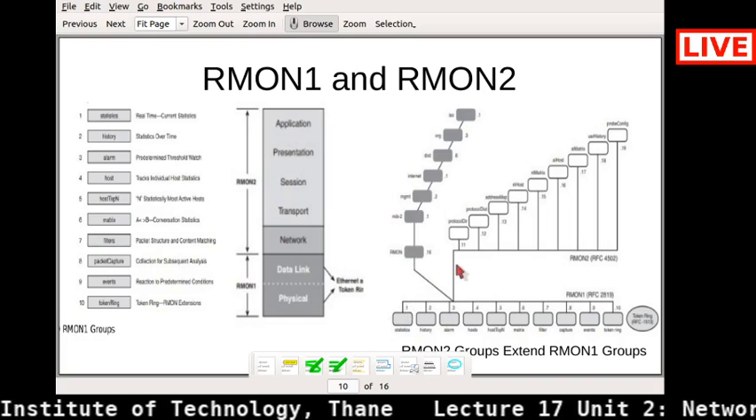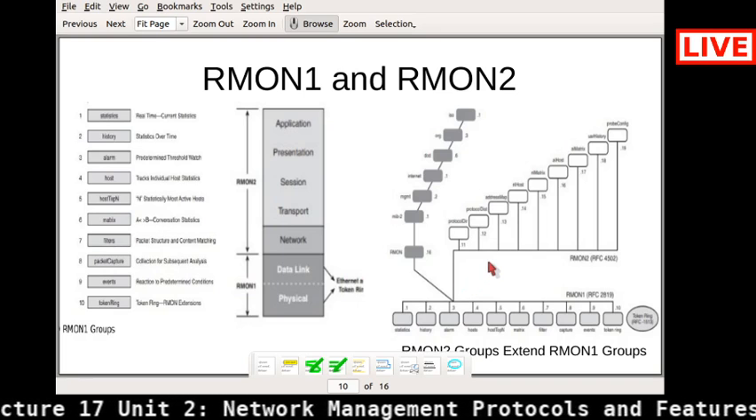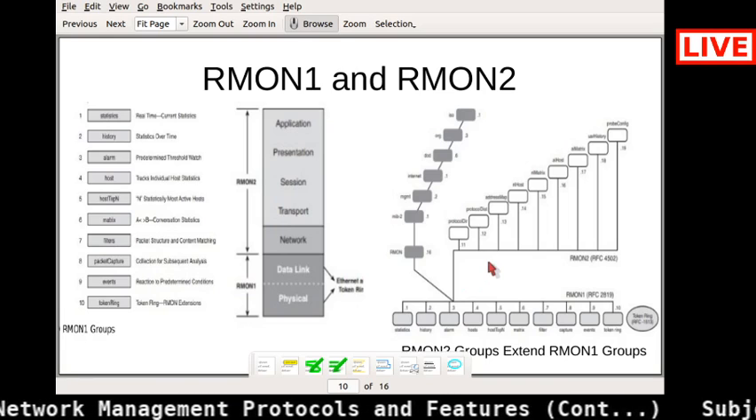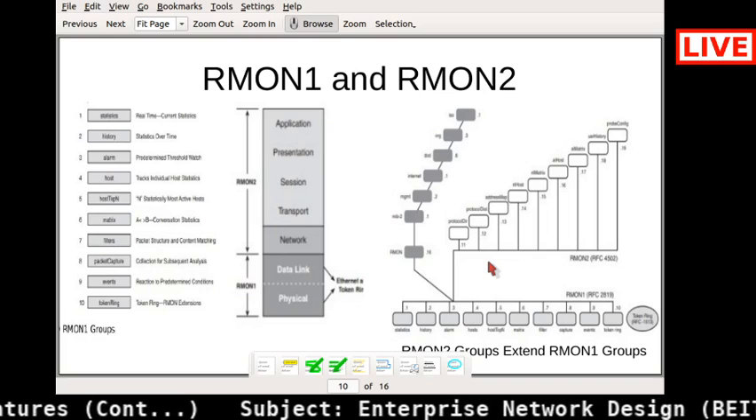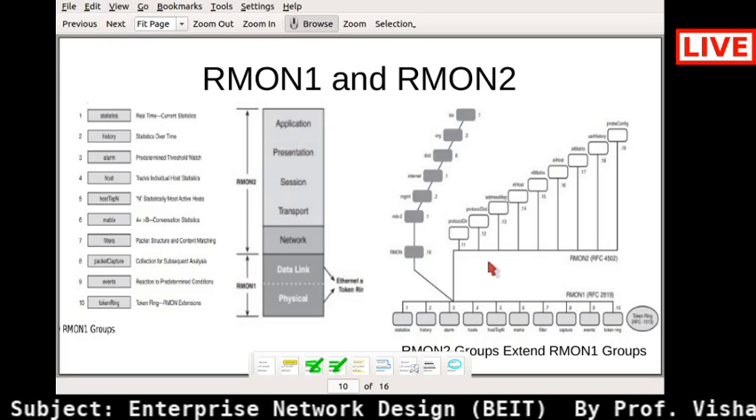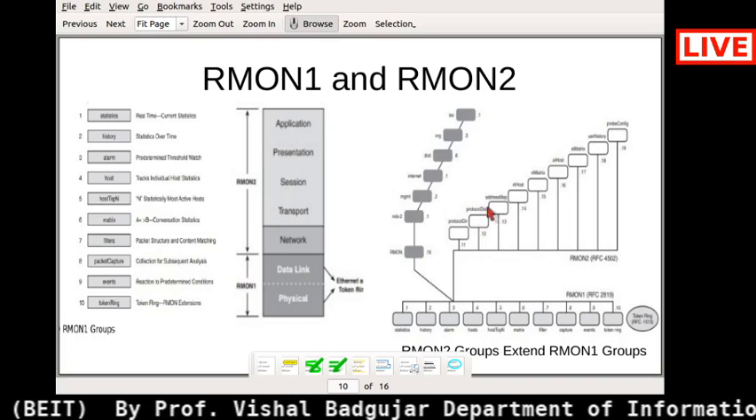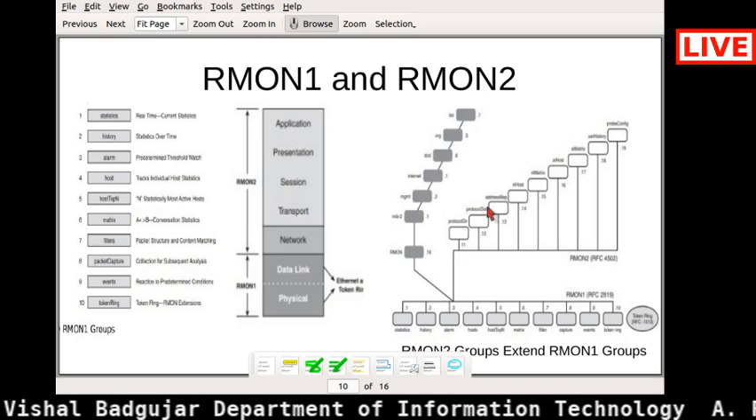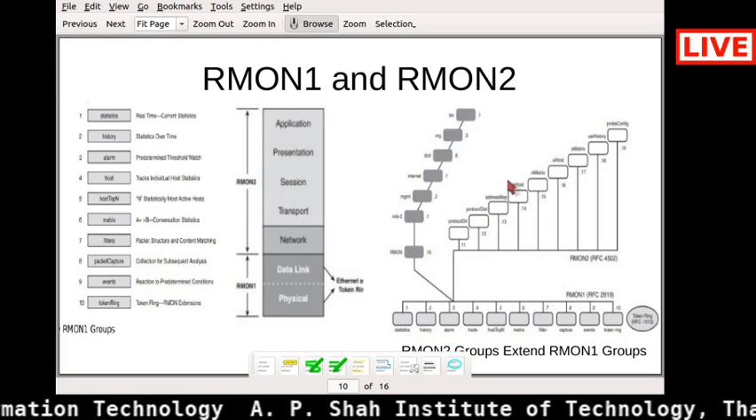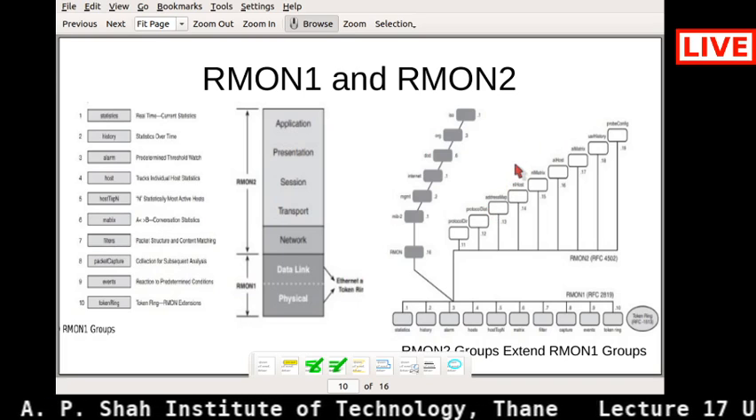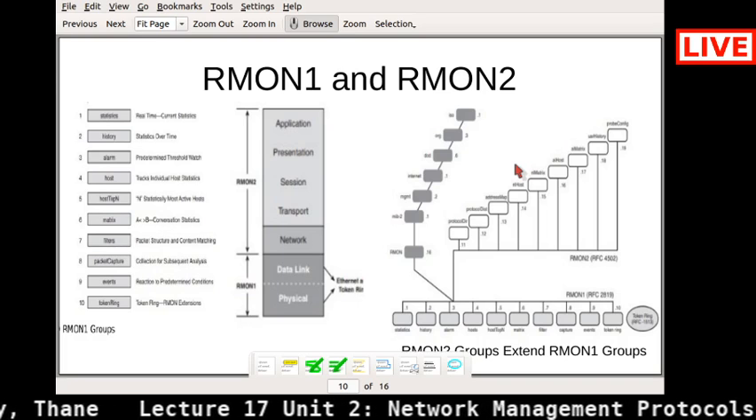For example, the first group is the protocol discovery, right? What do you mean by protocol discovery? The name gives you the answer: the list of protocols that the particular device is supporting will be given by this protocol discovery group, right? The second one is protocol dist, that means the protocol distribution group, which gives you all the traffic statistics for each protocol used in that networking part, right? Then the third one is address mapping, which gives you the network layer to MAC layer address mapping, so IP to MAC mapping, right?